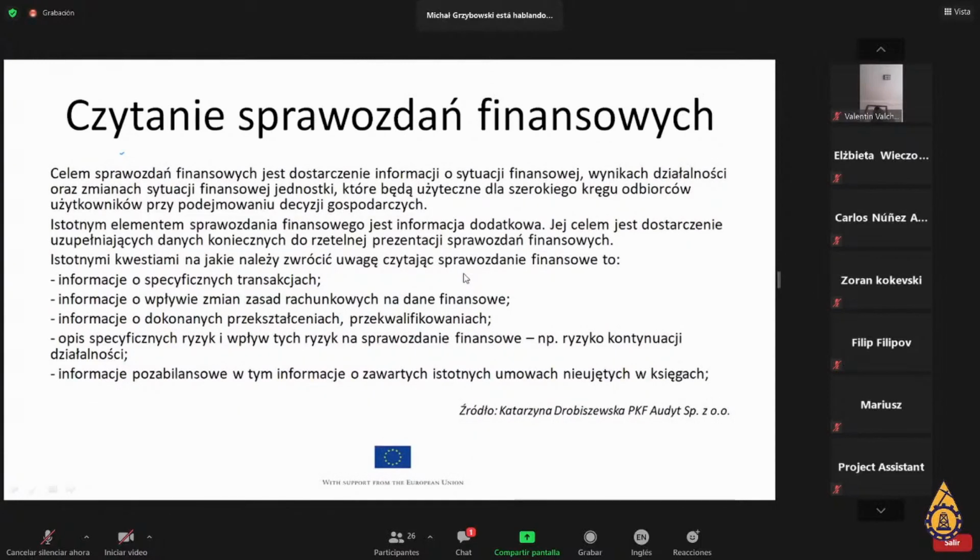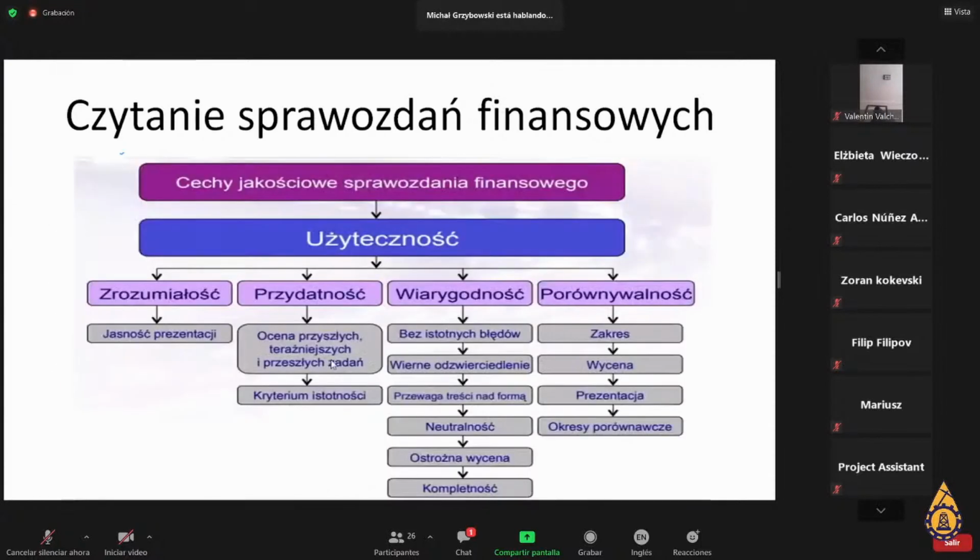So when it comes to reading financial statements, it is a very important skill for decision making, for the management process in an enterprise, because financial statements need to be clear, need to be transparent, and cannot include any unnecessary information. The statements should include true and relevant information.